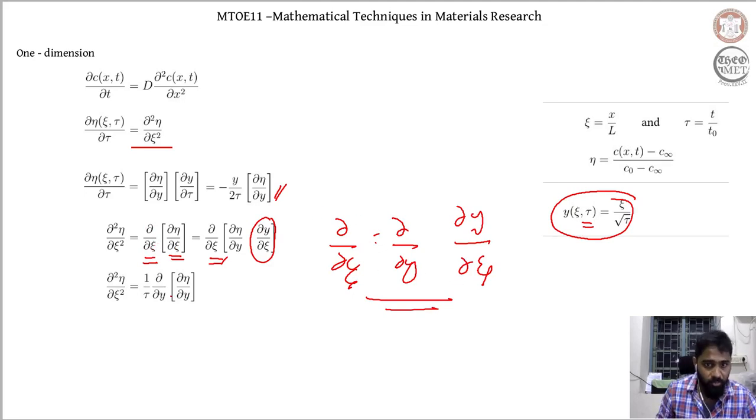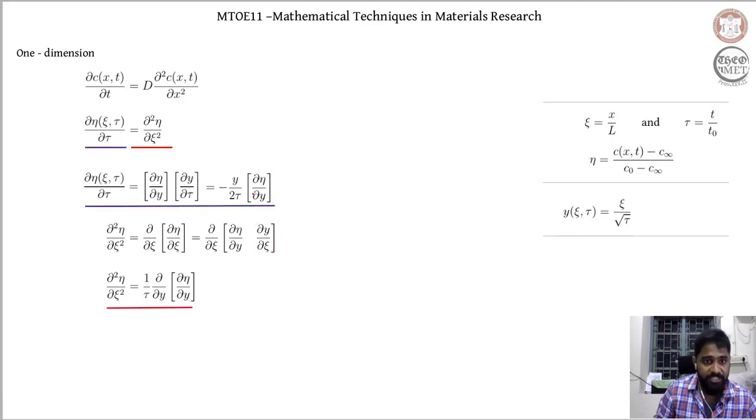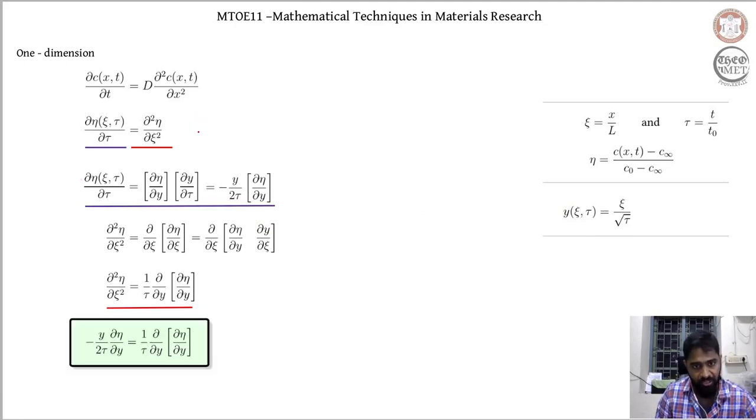So by doing so, I end up having an expression like this. All I need to do now is, I have an expression for my LHS, I also have an expression for my RHS, and all I need to do is equate these two. I end up having a relation like this. So I started off with a PDE, now I end up having a relation with a dummy variable y and eta.